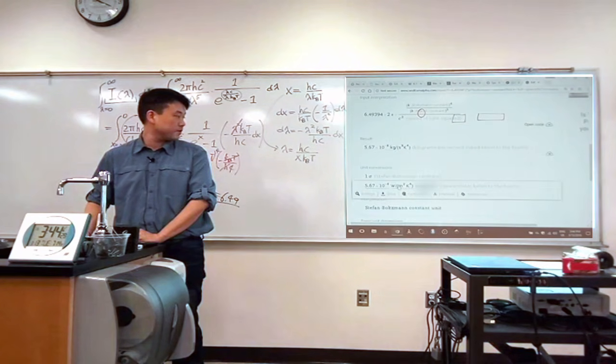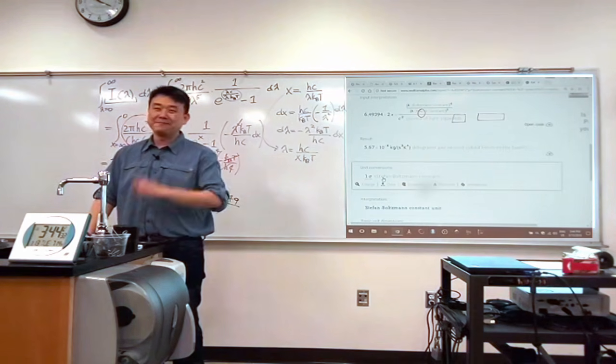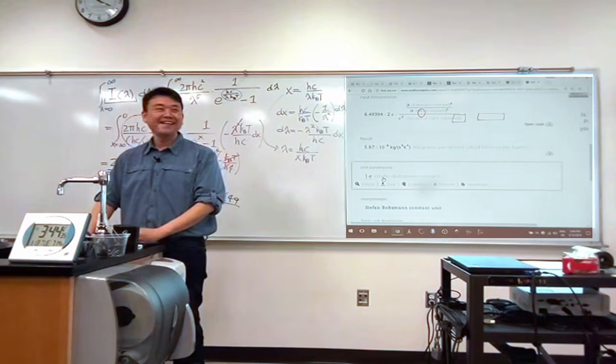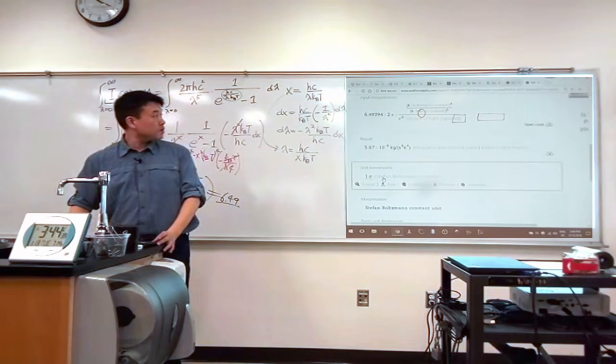So watt per meter squared, yeah, it is one Stefan-Boltzmann constant. Wolfram Alpha is smart enough to know that. Good. So that's it.